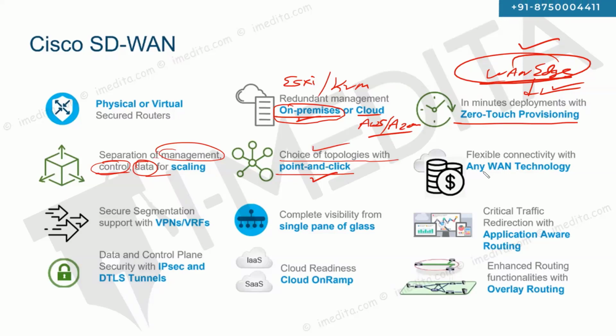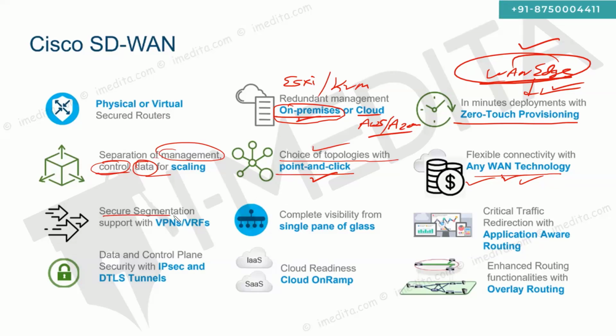Also, flexible connectivity with any WAN technology. You can use broadband connectivity. You can use 4G LTE. You can use MPLS. You can use Metro Ethernet. Use whatever you want. You can save money as well at the same time, because if you don't want to use an internet leased line and want to rely on broadband, fine, you use broadband. That is supported at remote sites.